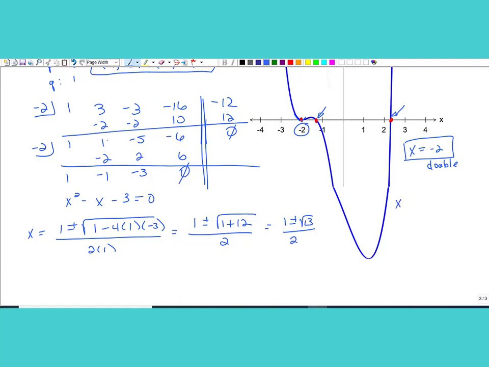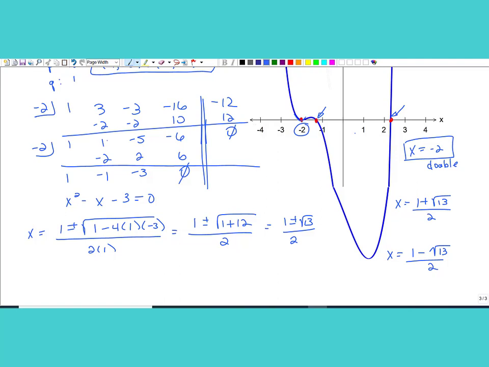Okay, so I have x equals 1 plus the square root of 13 divided by 2, and x equals 1 minus the square root of 13 over 2. And again, we don't have to, but I'm just going to use my calculator to get a decimal approximation to see if it matches the graph, because that's a really good way to check your answer.